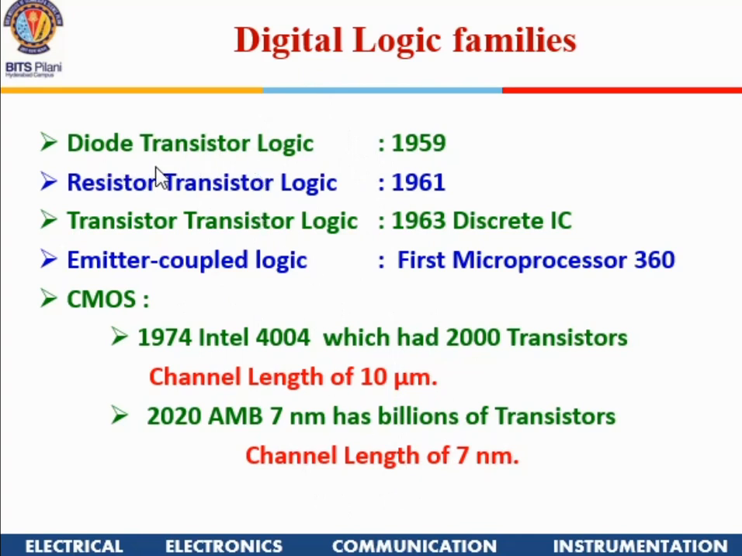The first logic was diode transistor logic in 1959. It used discrete diodes and discrete transistors on PCBs to realize digital functions. Then came resistor transistor logic in 1965. Again, this was also discrete resistors and discrete transistors used on the PCBs to realize various logic functions. After that came transistor-transistor logic, which uses discrete ICs. This is the TTL logic, around since 1963.